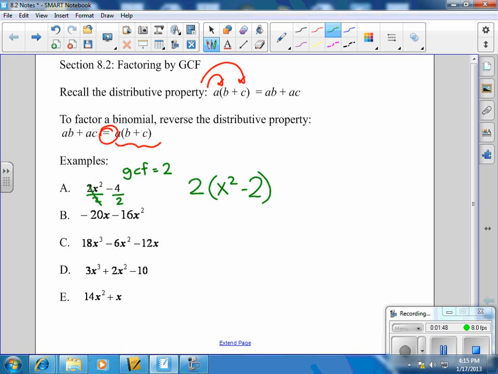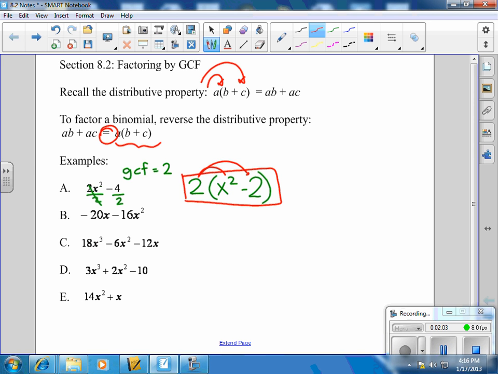And this is something that you can always check. If you distribute 2 back into here, what do you get? 2x squared. And on this one, you get negative 4. So this is our answer right here. That's the factored form of what we started with.